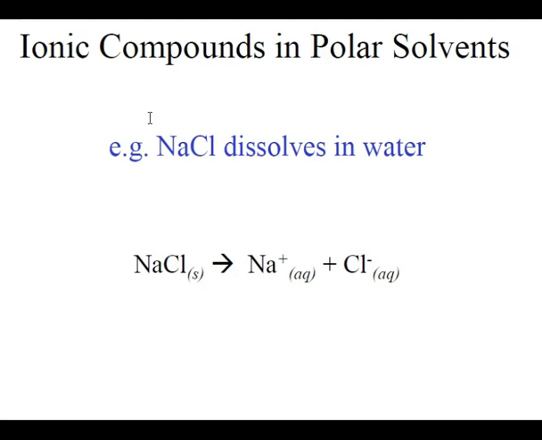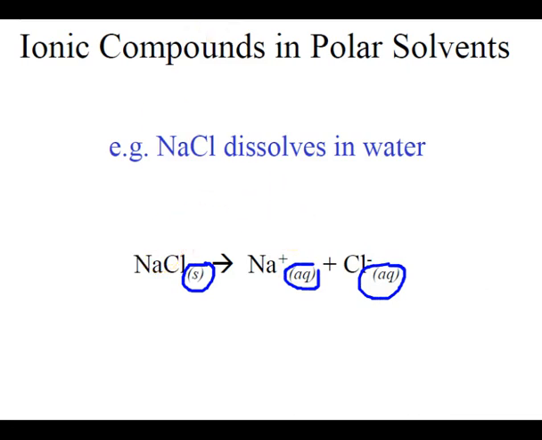For example, if we place sodium chloride in water in its solid form, it will break apart into sodium plus ions and chloride minus ions. And notice how we're denoting this. The S is telling us that it's a solid, while the AQ is then telling us that it is dissolved in water, with water being the solvent.